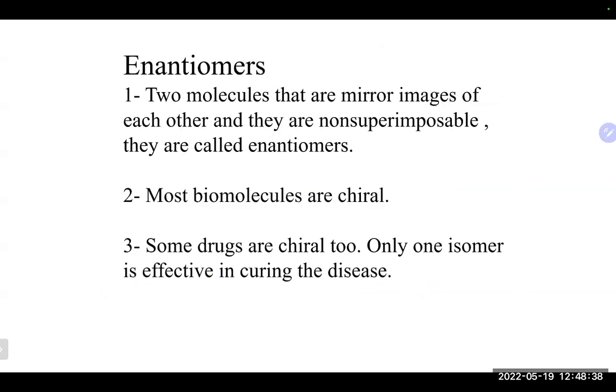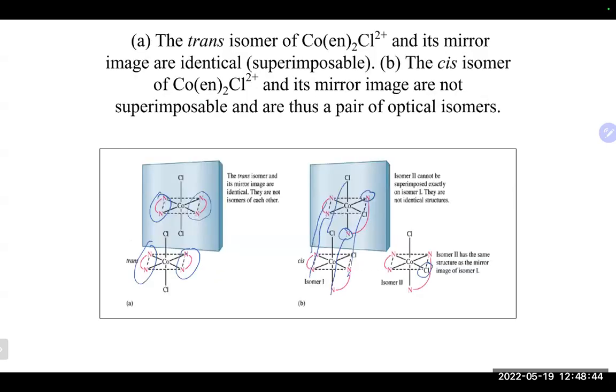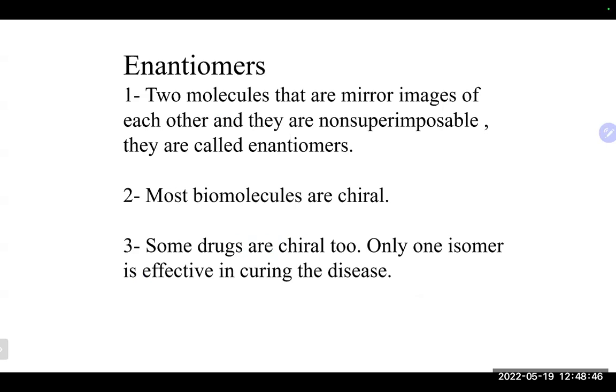So enantiomers are two molecules that are mirror images of each other that are non-superimposable. The ones here on the right would be enantiomers of each other. A lot of biomolecules are chiral, and some drugs are also chiral, but only one of the isomers is effective in curing a disease. With those different connections, you sometimes have very different properties, even though they're made up of exactly the same thing.